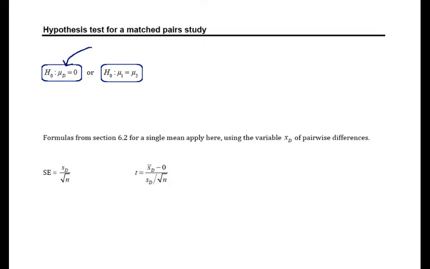This is best for a matched pairs study because you really only have one data set, you have one variable in your data set, there's only going to be one x bar that you're working with, and so your parameter will match your statistic in this case. So this is the best way for matched pairs, is to work with this mu sub d.